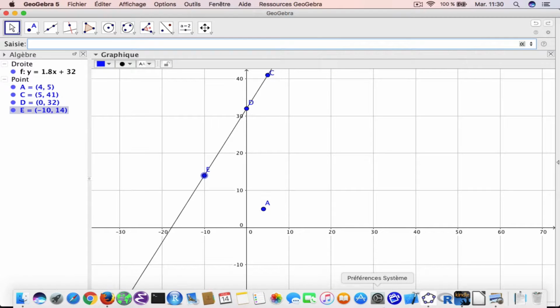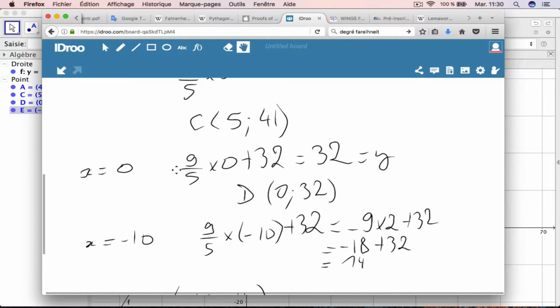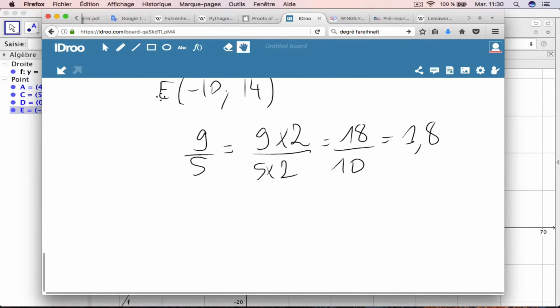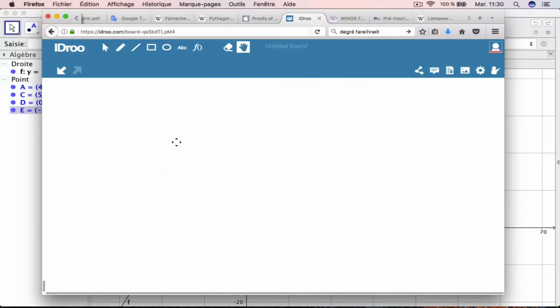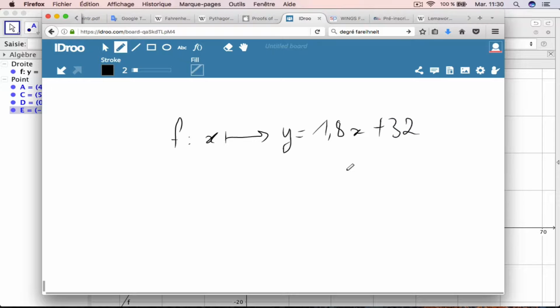So what are the properties of this kind of function? Because this kind of relationship is called a function. We know y in function of x. We've got this relationship. F takes x and transforms it into y equals 1.8 times x plus 32. That's this relationship. And we can calculate a lot of numbers.